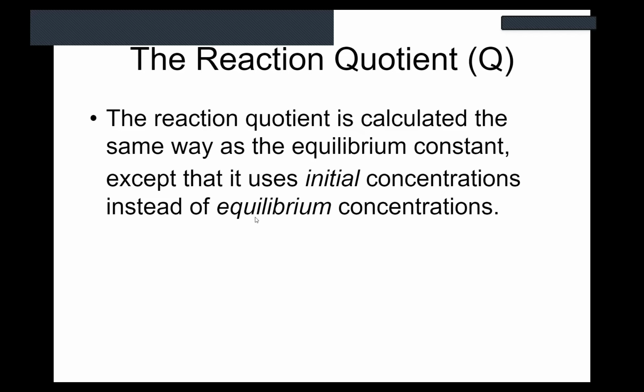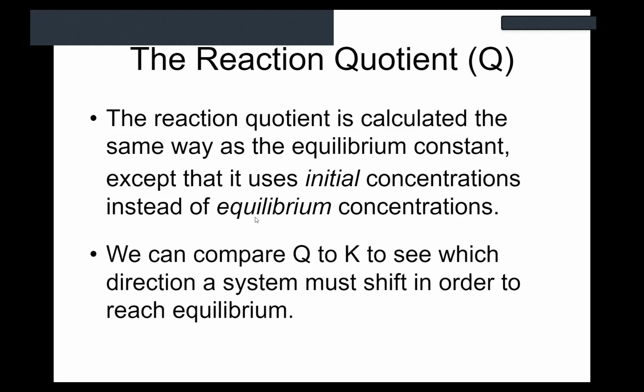The reason we calculate Q is so that we can draw a comparison between Q and K and thereby determine in which direction the reaction will shift. What that means is, are you going to make more products in order to reach equilibrium, or do you need to make more reactants in order to reach equilibrium?